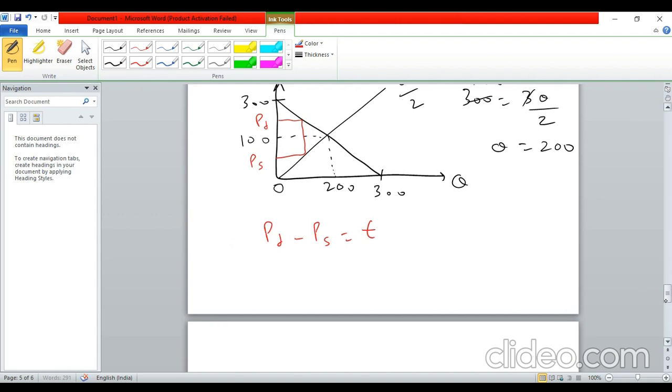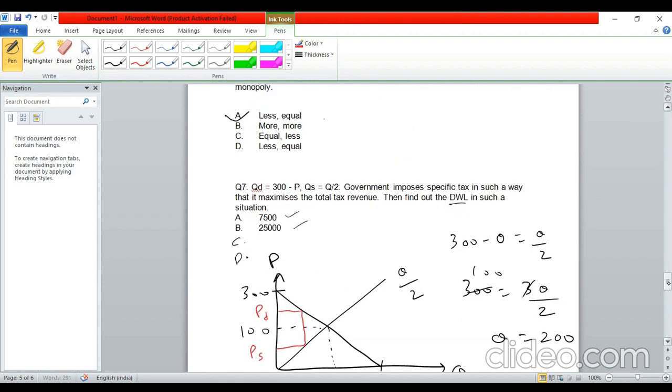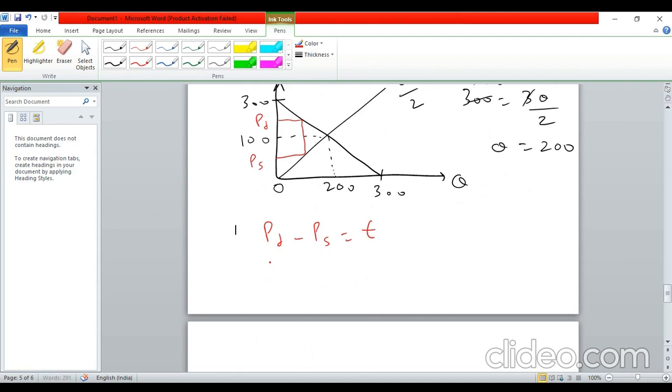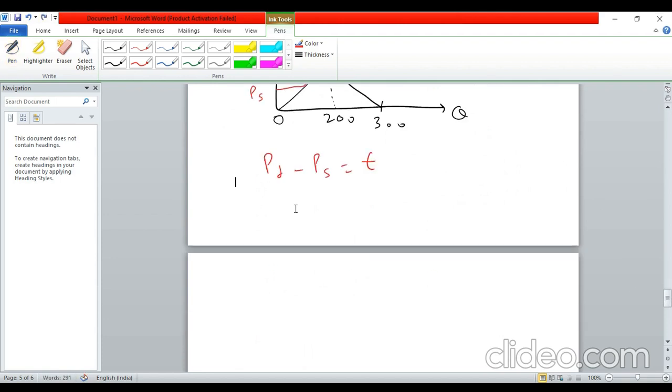Now, very simple. To solve, again you have to equate the quantity demanded equal to quantity supplied. Let us once again go back to the question. The question mentioned that the government wants to maximize the tax revenue. Now what will be the tax revenue? Tax revenue will be simply t into Q.